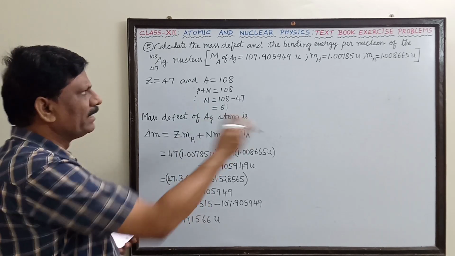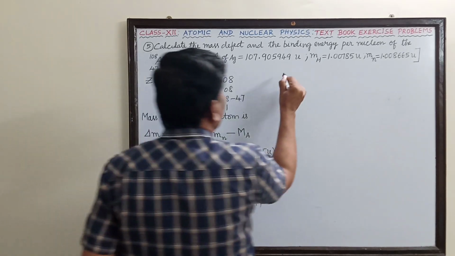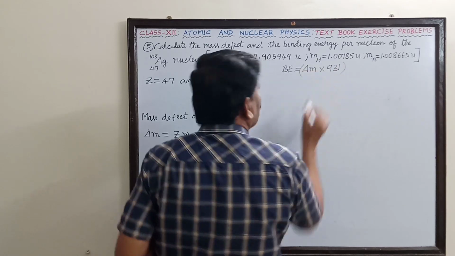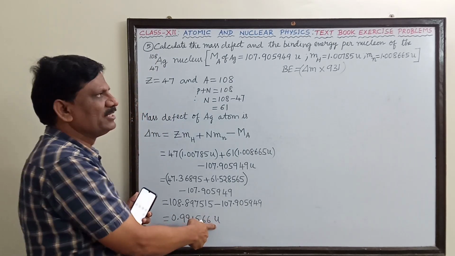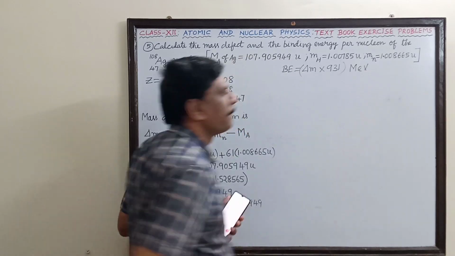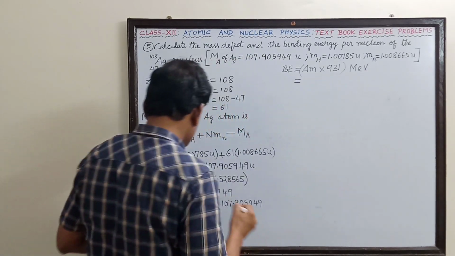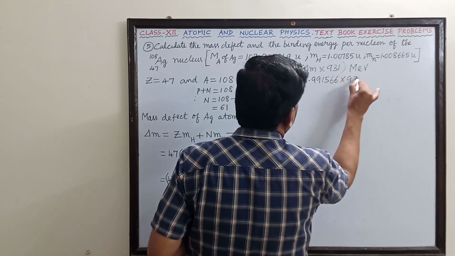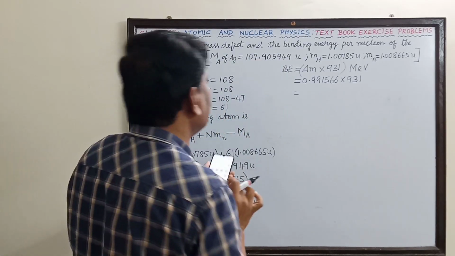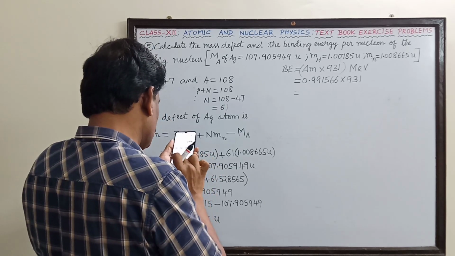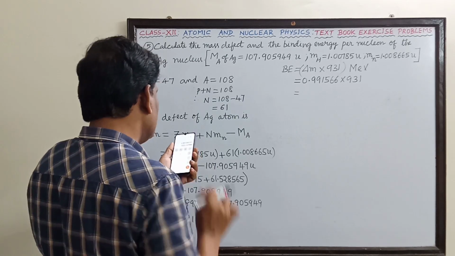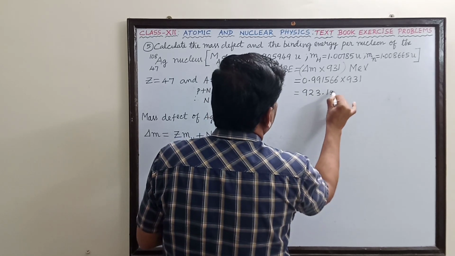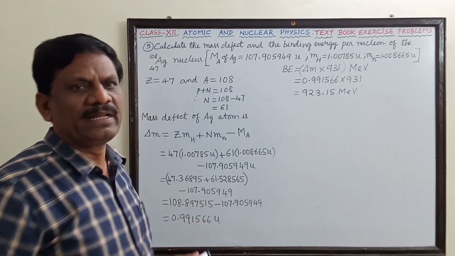In million electron volts, if I convert, that will give you the binding energy. The corresponding binding energy must be equal to this mass defect multiplied by 931. And if the mass defect is expressed in unified atomic mass units, then the unit here will be million electron volts. So this is now equal to 0.991566 into 931, which is 923.15 million electron volts. So this is the total binding energy required.